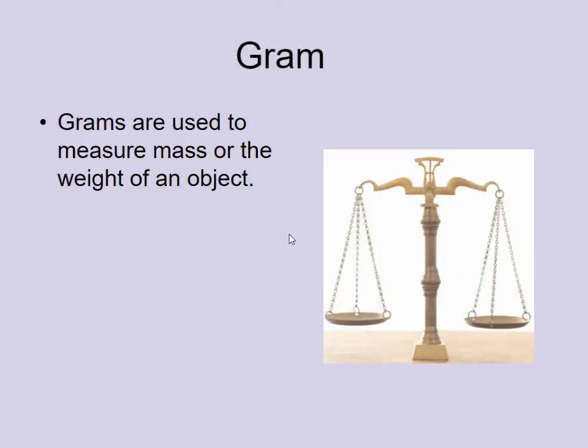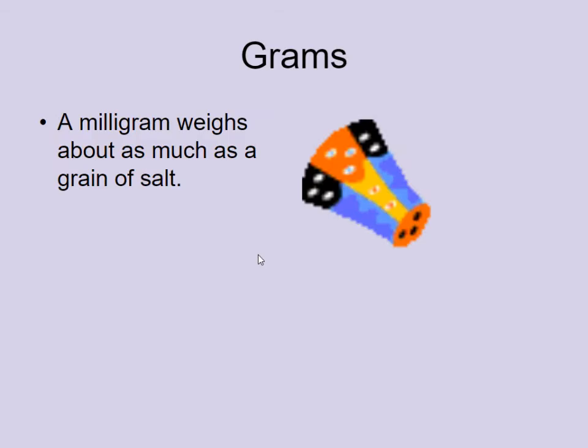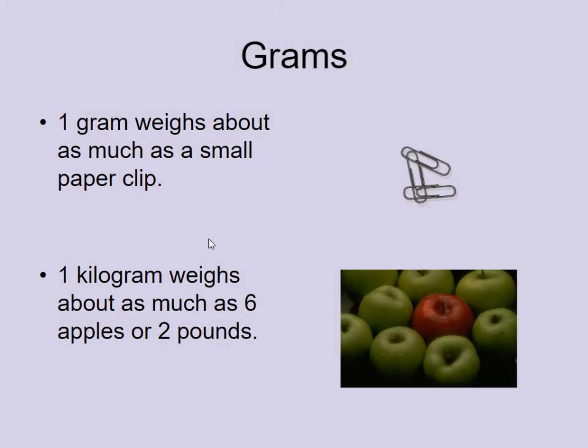Now, grams are our base unit for mass. Grams are very small. Think about how small a grain of salt is, and that is a milligram. So 1 grain of salt is a milligram. That's how tiny we can weigh it down to. Now, a gram weighs about as much as a paperclip.